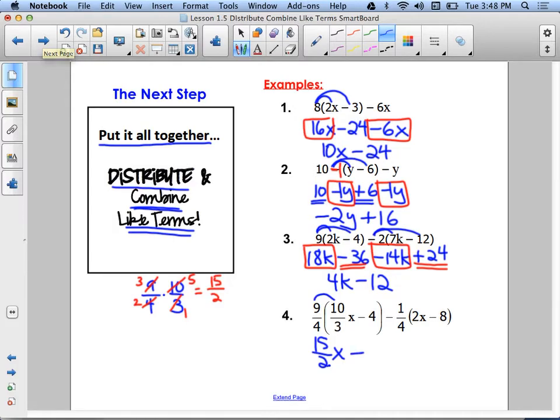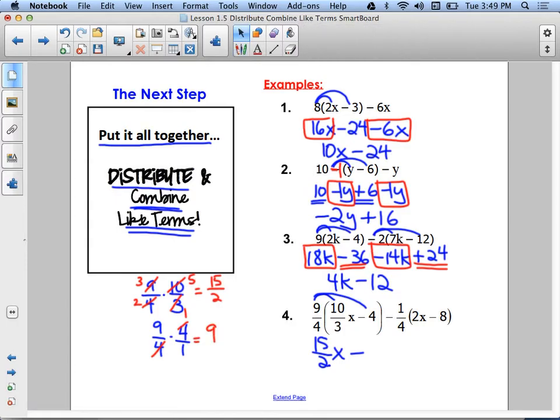Minus, and now I need to multiply 9/4 times 4. Well, I know that one in my head, but I'll show you anyway. 9/4 times 4 is like 4 over 1. And when I cross cancel here, you'll see that the 4's cancel out. 1 4 on the top, 1 4 on the bottom. 9 over 1 is 9. So what I have here is 9. I have 15 halves x minus 9.